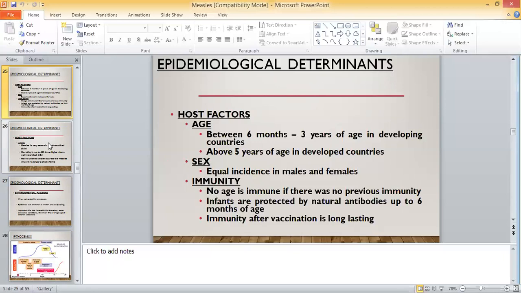Infants are protected by natural antibodies up to 6 months of age. Up to 6 months, there is no need for any vaccination for the children, because the maternal antibodies protect them from the infection. Immunity after vaccination is lifelong. Whether a person gets a natural infection or is vaccinated, that person is protected for life from the infection.